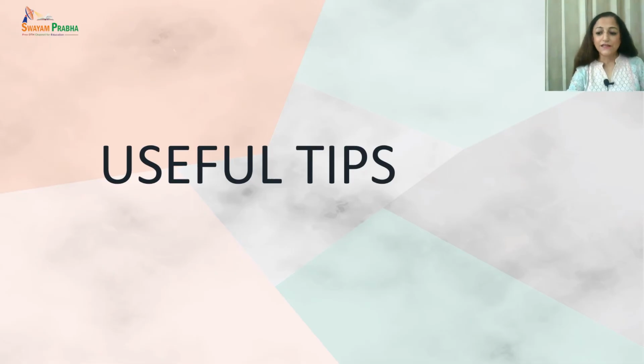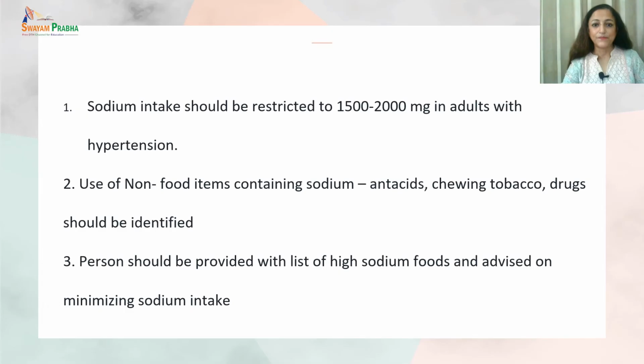So let us discuss certain useful tips during hypertension. Sodium intake should be restricted to 1500 to 2000 milligrams, which we have already seen in the calculation in the last lecture. That is equivalent to approximately 1 teaspoon of salt. And use of non-food items which contain sodium, such as antacids, chewing tobacco, and drugs, should be identified so that a person knows how much sodium is going inside his body. The person should be provided with a list of high sodium foods, and is advised on minimizing the sodium intake from such sources.